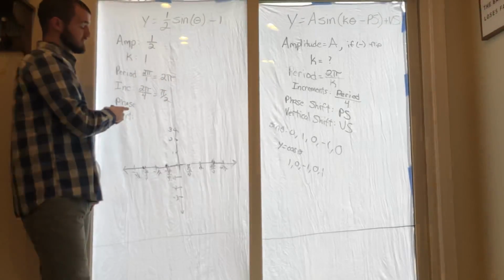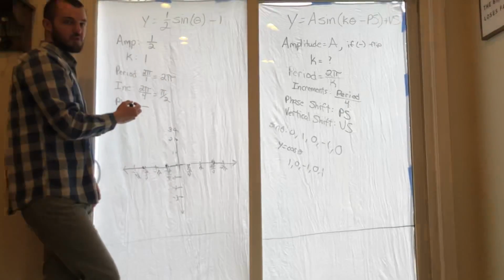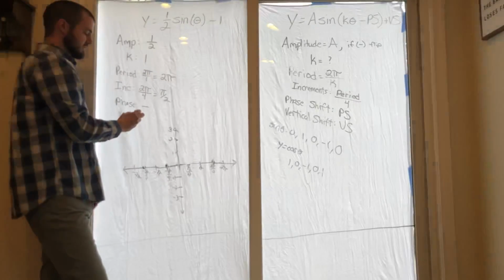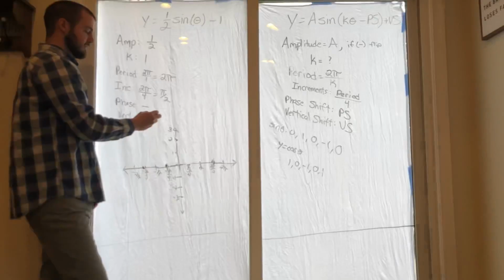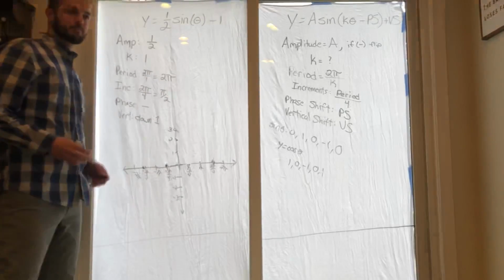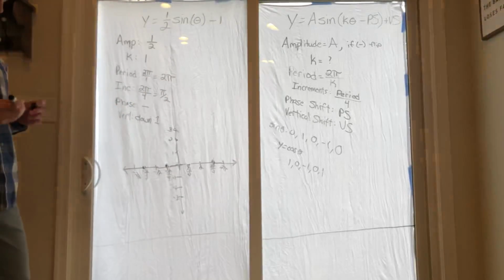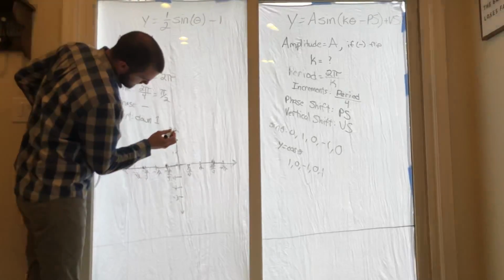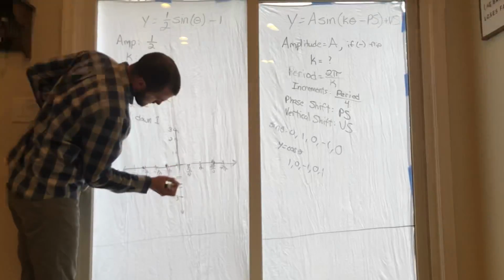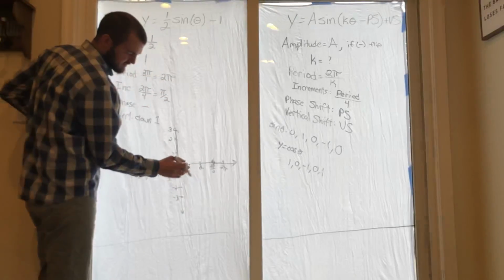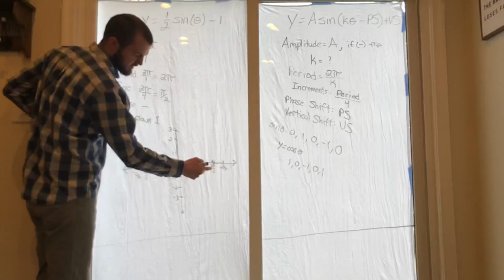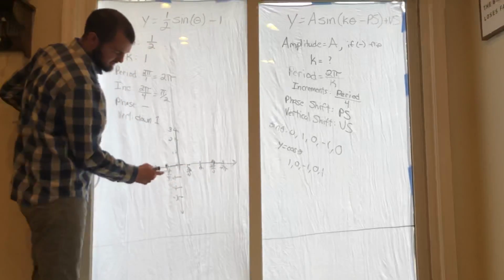Okay, phase shift. We don't have one. You're not going to have one for a while, but again, I need you guys to see it and look at it. Vertical shift is down 1, or minus 1, however you want to say it. Okay, let's clean this up. There are a bunch of different ways to graph this stuff. I find that this is the way that makes the most sense to people.